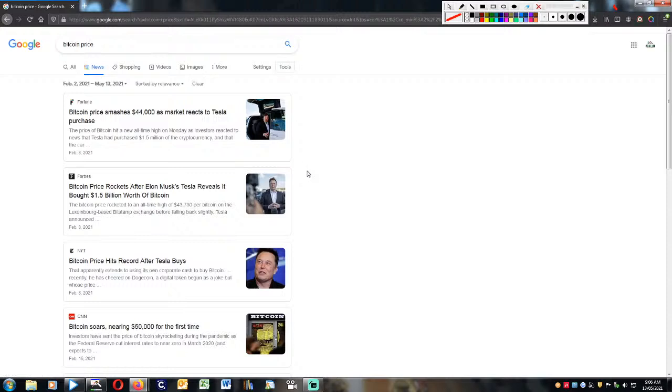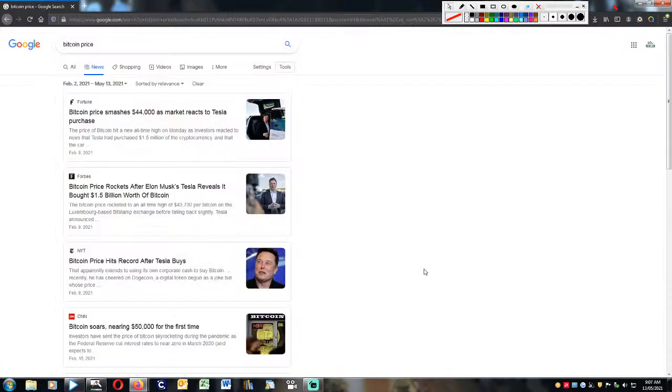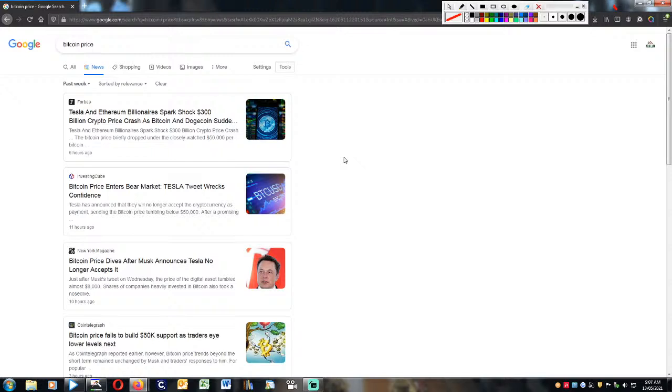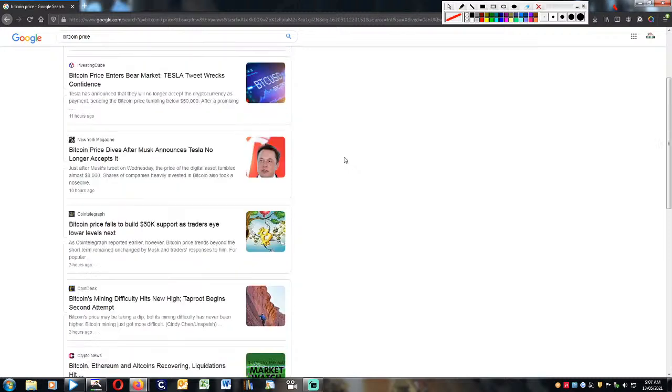Okay, so let's take a look at what the headlines have been saying about Bitcoin. Bitcoin soars nearing 50,000. So we're at about 50,000 right now. Bitcoin price rockets after Elon Musk's Tesla reveals it bought 1.5 billion. Yeah, that was a little bit further ago. So let's change this to past week. Bitcoin price enters bear market. Bitcoin price dives after Musk announces Tesla no longer accepts it. Bitcoin price falls to 50.